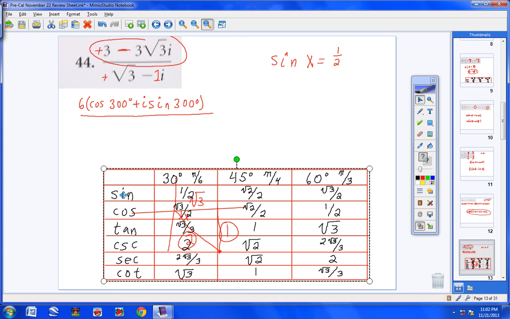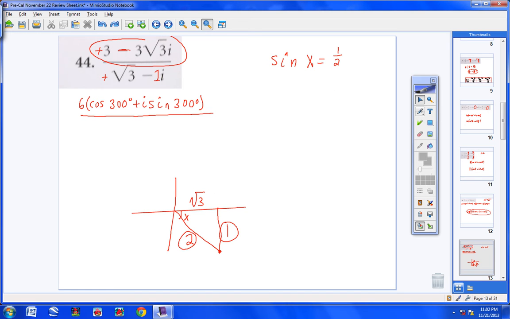Well, let's see, here it is. Sine of 30 is 1/2. So I know my angle inside the triangle is going to be 30. So I know I'm going to rotate around and get 330 degrees. So I'm going to have 2 cosine 330 degrees plus i sine 330 degrees.